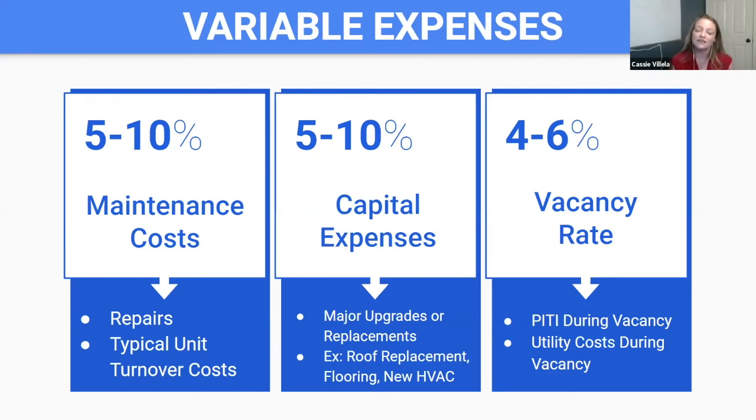And then the last thing is the vacancy rate. You can use 4 to 6%. I used to use 6% when I was first starting out, just to be on the conservative side. I know that I rent things out really quickly. I'm a property manager, so that's part of the perks of that. So I've started using 4 because my vacancy rate over time has been pretty low.